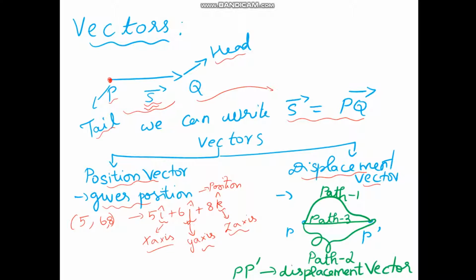Next we have the displacement vector. In displacement vector, let us assume that we move from point P to P dash. Here the displacement is represented by the path. This path PP dash is nothing but the displacement vector. Okay, now let us move on to the next topic.